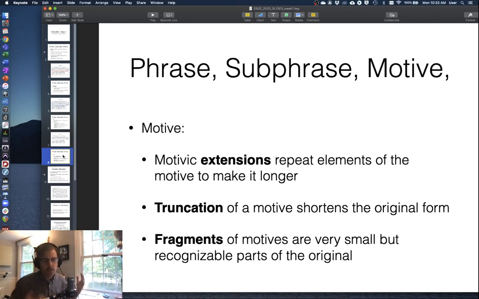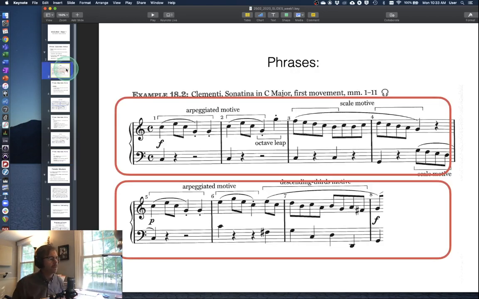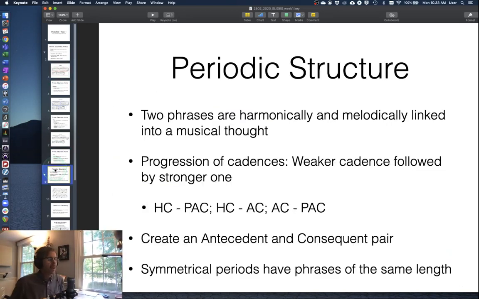But the big idea is that we build a musical idea out of these smaller concepts: motives, phrases, subphrases. So when we talk about periodic structure, we're thinking about all of those little elements as they piece together. In a periodic structure, two phrases are harmonically and melodically linked into a musical thought. It's essentially a progression of cadential motion that is enhanced by melody, right?